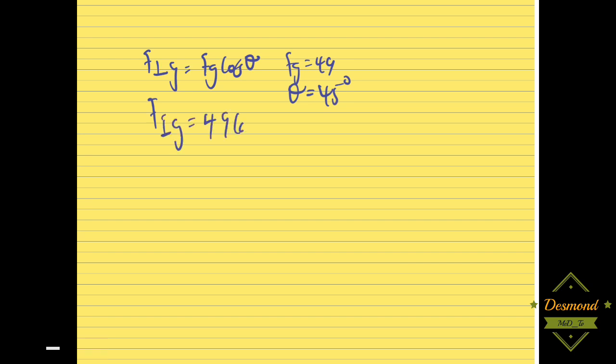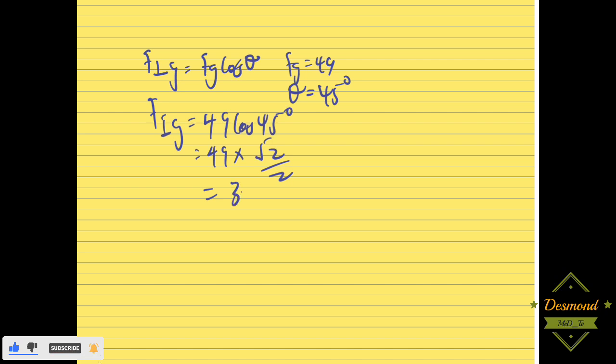So let's look at the perpendicular component of the gravitational force. With that one, we get Fg cos theta. We know Fg to be 49 and theta to be 45 degrees. So F perpendicular should be equal to 49 cos 45 degrees. So 49 times root 2 on 2, and with this one we get 34.6 newtons. That's the perpendicular component of the gravitational force.